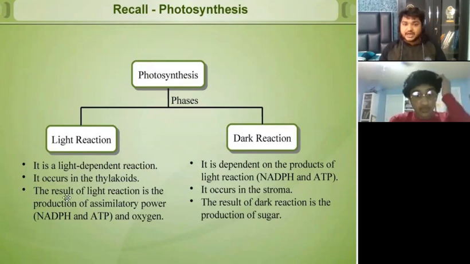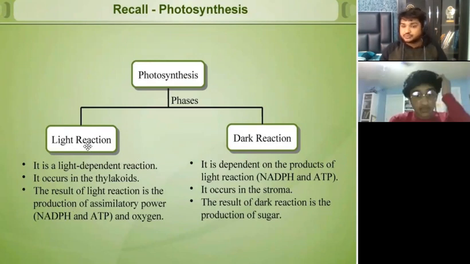The result of the light reaction is the production of the assimilatory power, NADPH and ATP, and oxygen. From the water, H plus is helpful for making the gradient, O2 is coming, which is good for us, and electron is coming. It is producing the ATP and NADPH, right? If it is a non-cyclic phosphorylation, it is producing NADPH. So all these things are happening in the light reaction.